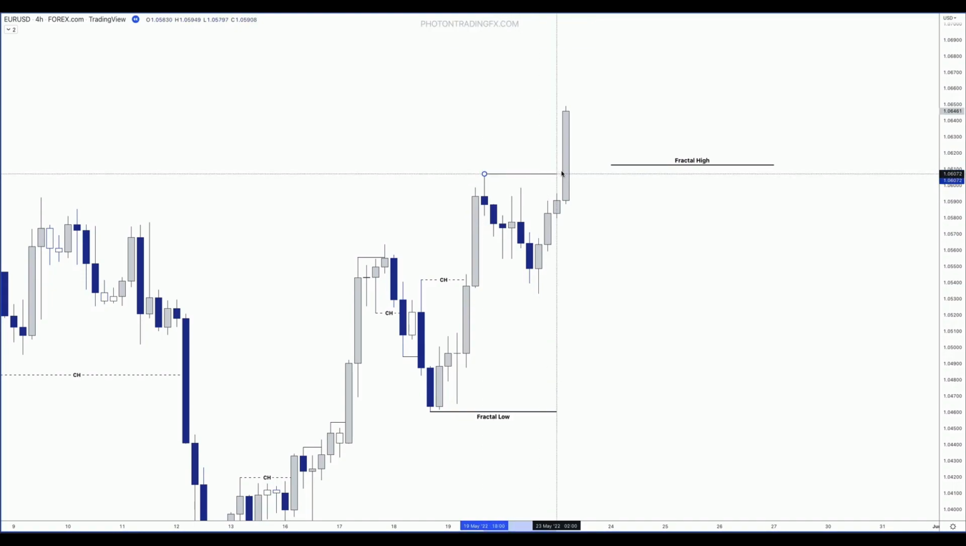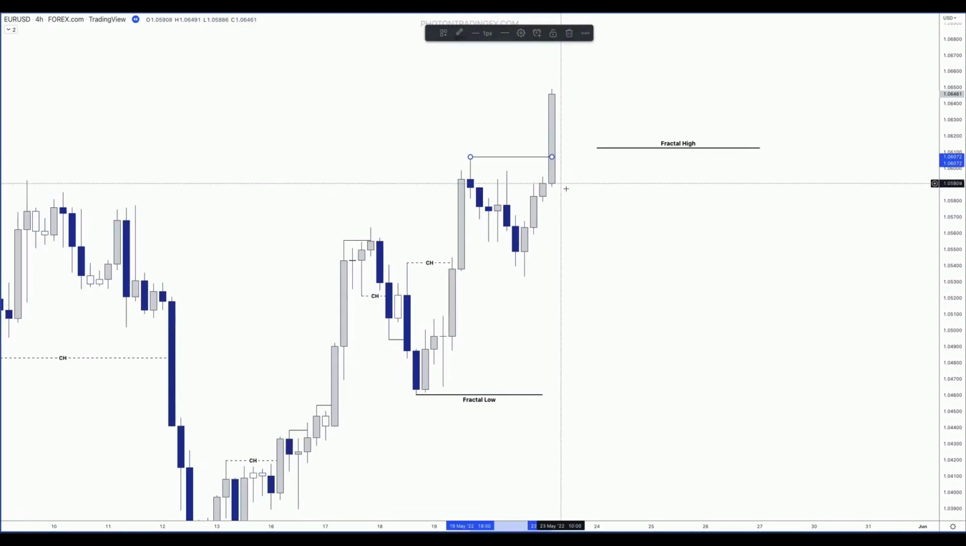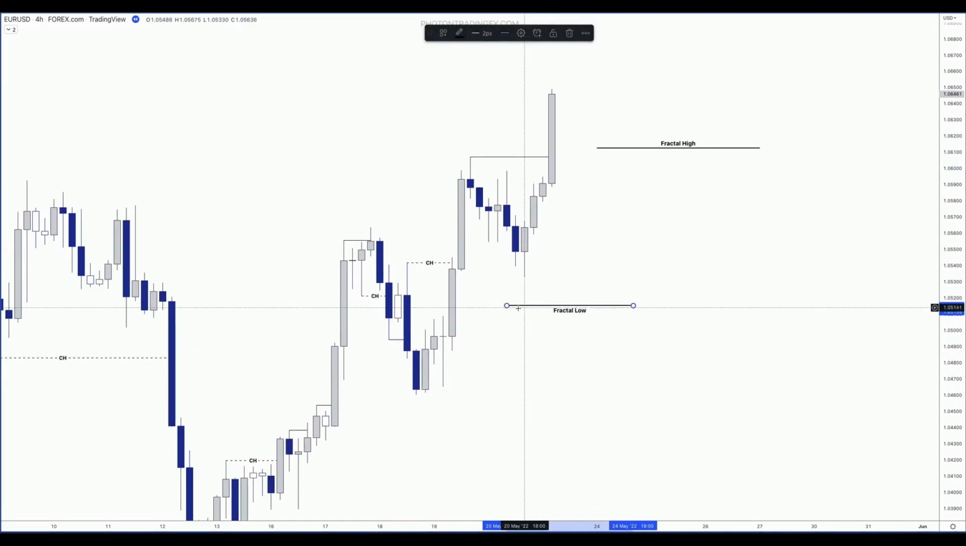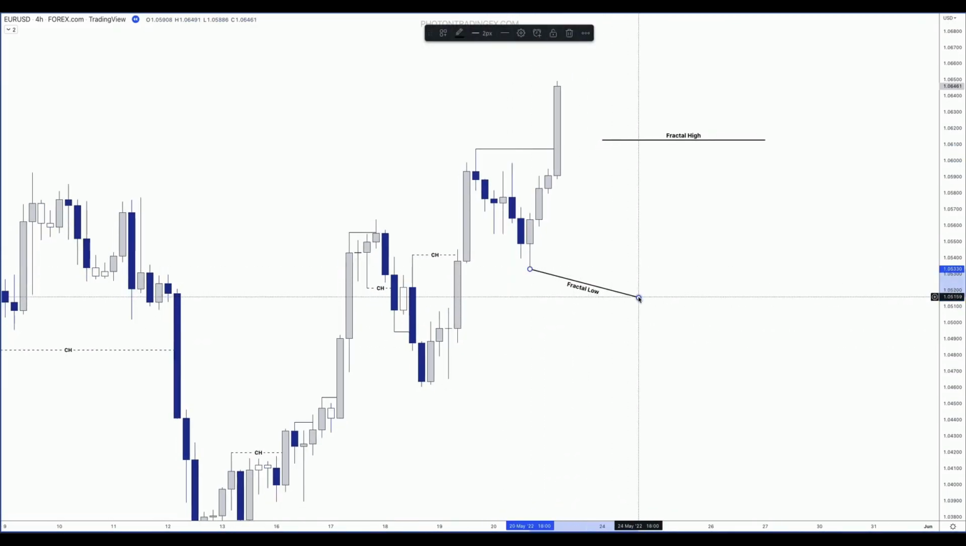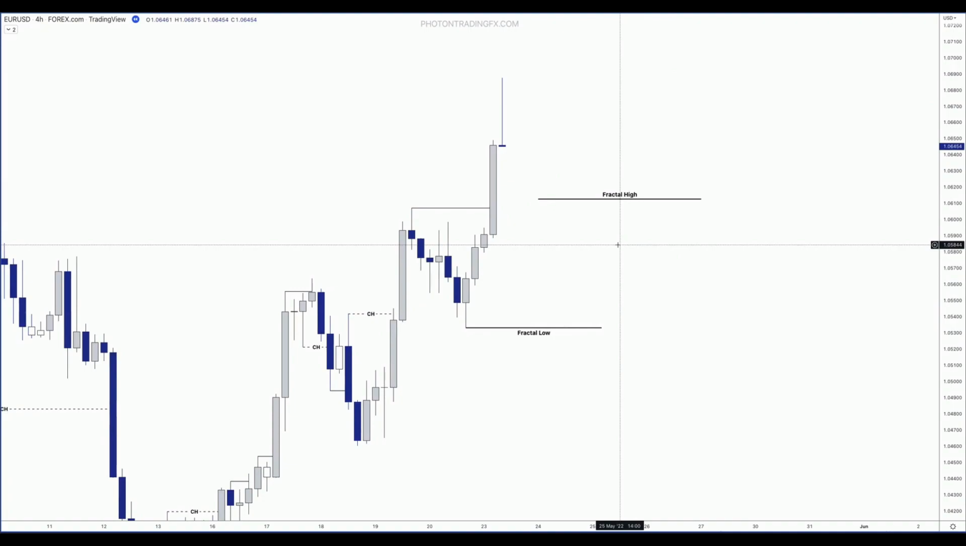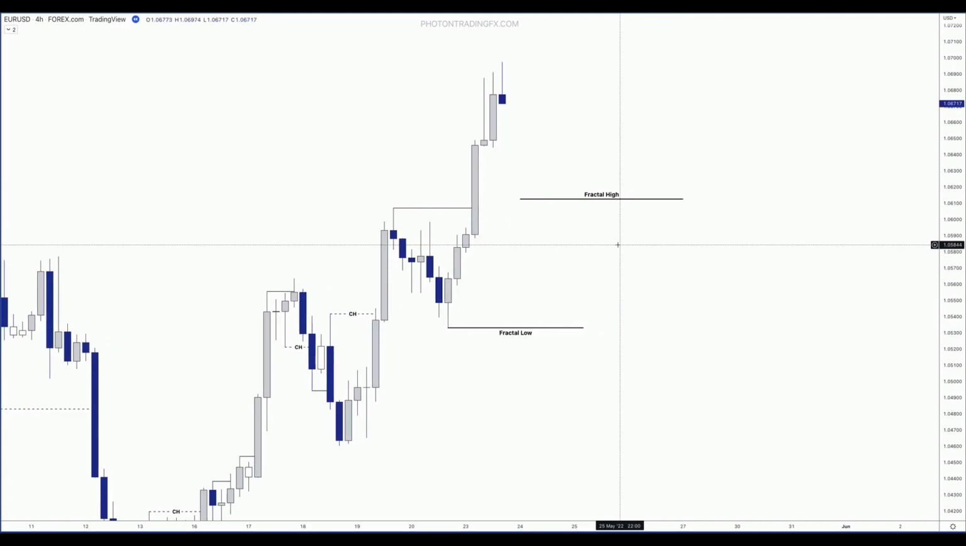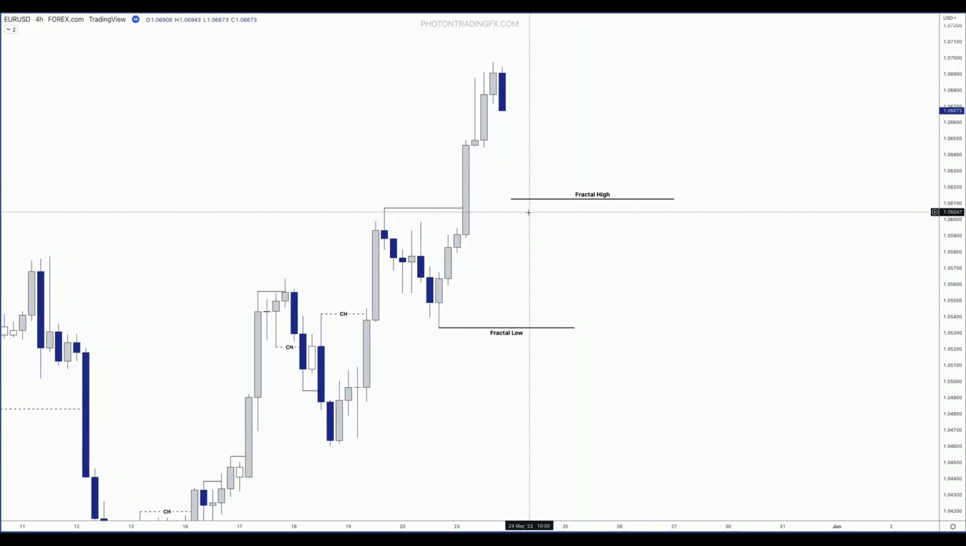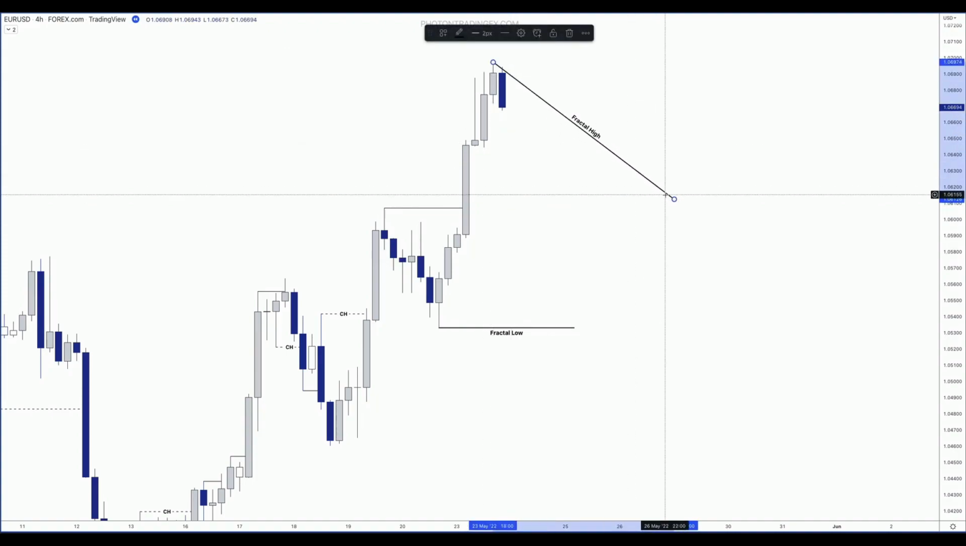Okay, so we can put this here. Now we want to find where our nearest fractal low is. It's the last candle to fail to break the previous candle's high, which would be this low here, okay? So this becomes our low and we continue the movement. So let's see what happens next. Price continues to the upside, continues to the upside, continues to the upside, pulls back. So that's our fractal high. Okay, cool.